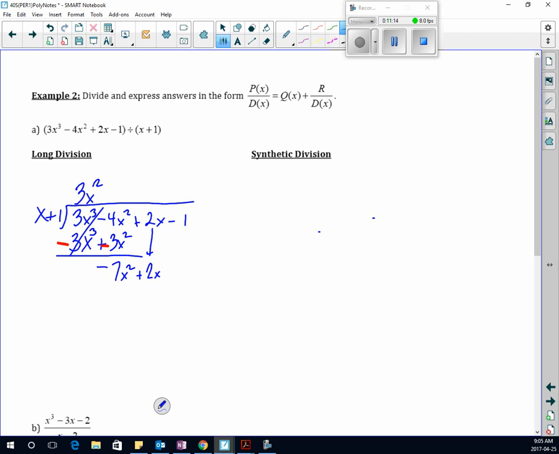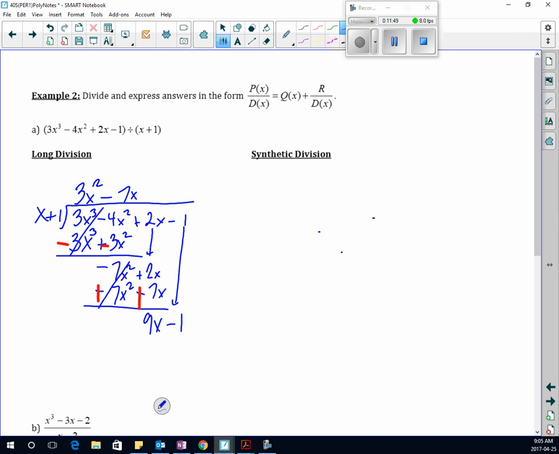How many times does x go into minus 7x squared? Minus 7x. What do we do next? We multiply. Minus 7x times x plus 1 is minus 7x squared minus 7x. Then what do we do? We subtract by switching the signs. Now we combine. What do I get? These cancel. That should happen. What do I get here? We get 9x. Then we bring this 1 down.